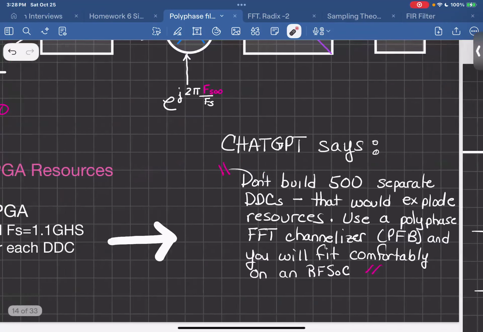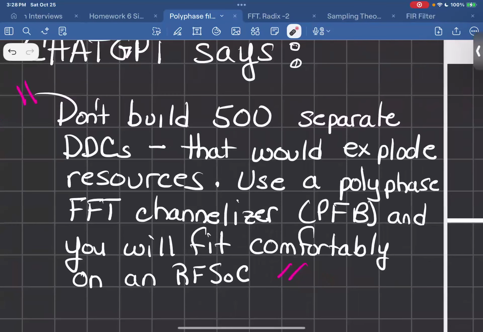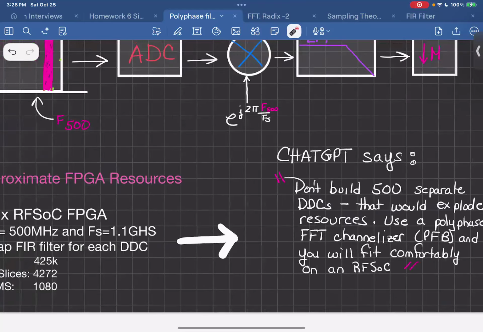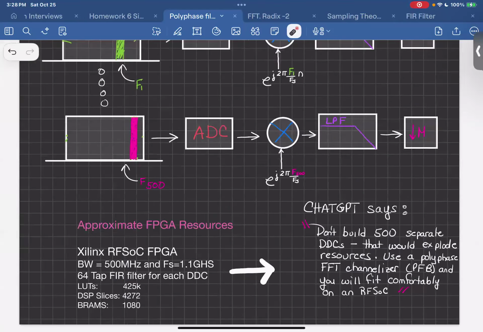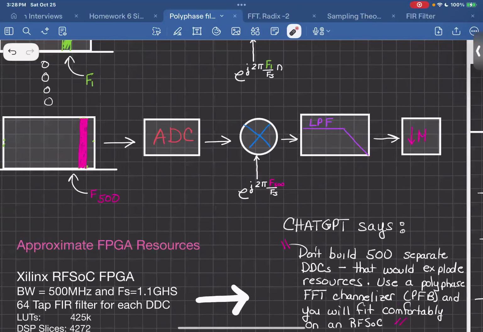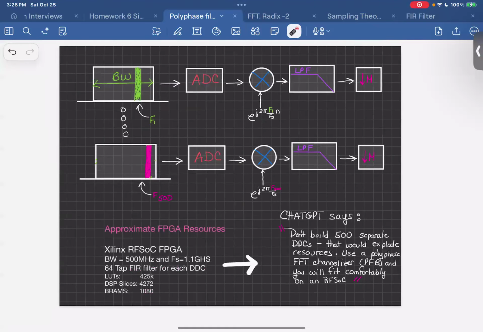All right. Now, what did ChatGPT say to this? Since that's what your students are really into, right? It says, don't build 500 separate DDCs. That would explode resources. Use a polyphase FFT channelizer, and you will fit comfortably on an RFSoC. Okay, so ChatGPT informed me. So now, how do I evolve and create something I never heard of, a polyphase filter bank, from this DDC? Okay.